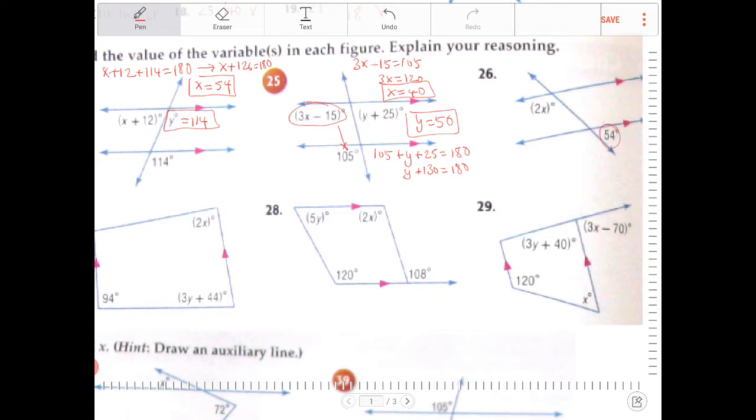Okay, so I have 54 here. 54 will be corresponding to that angle. So therefore, 54 and 2x are linear pairs. So I can say 2x plus 54 is equal to 180. Minus 54, I get 2x is equal to 126. X, therefore, divided by 2 is equal to 63. Okay, moving on.